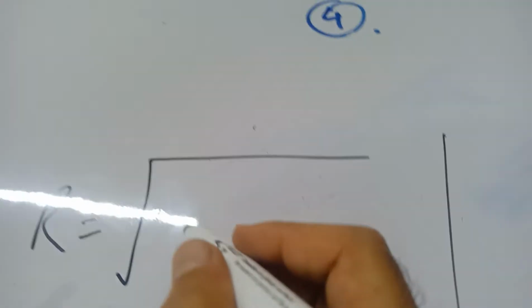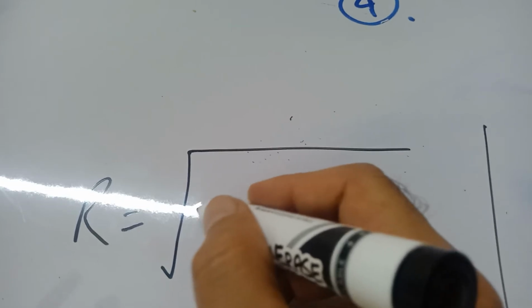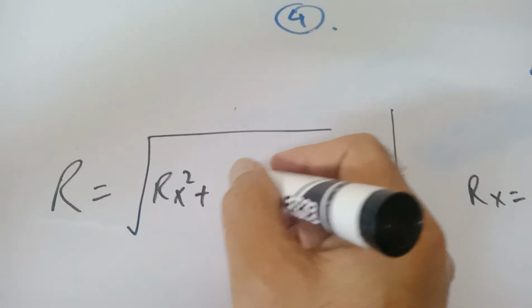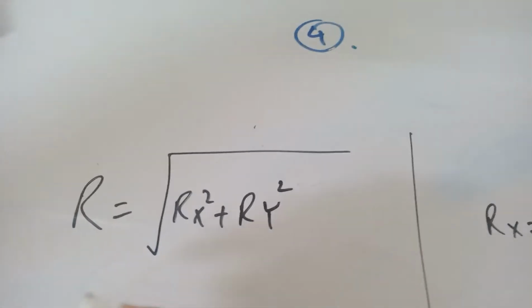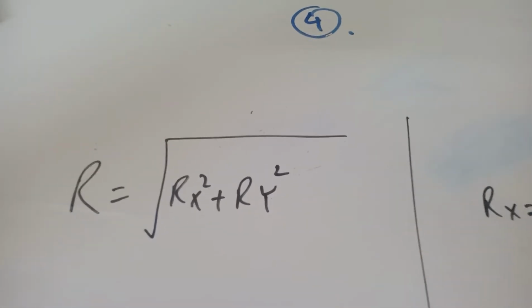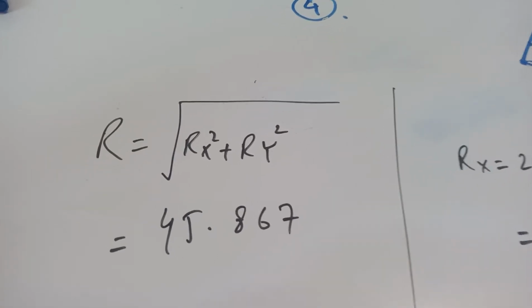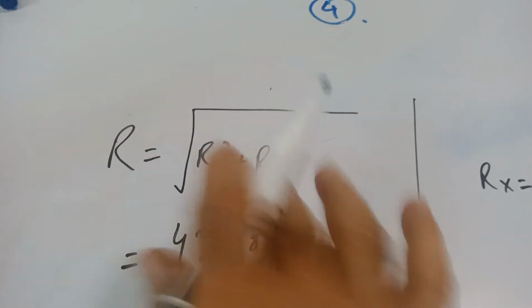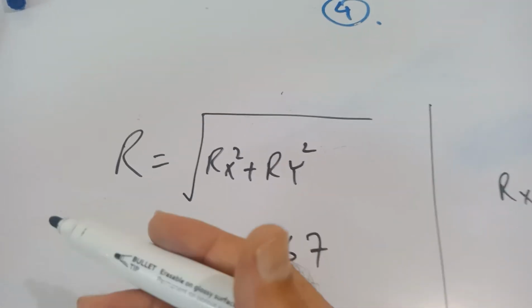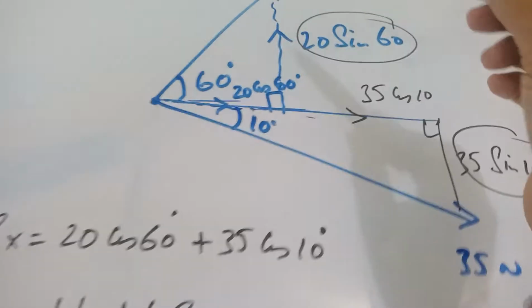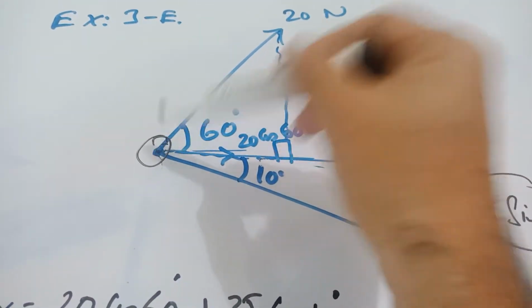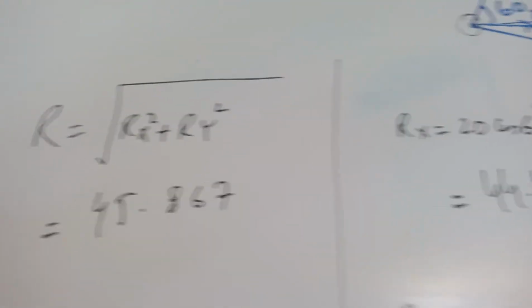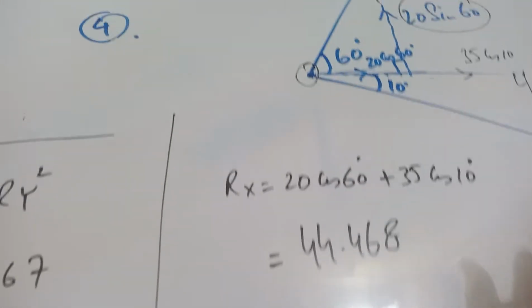This is the square root of Rx square, thank you, and then your Ry square. I have used a calculator to find this R. Now this R is not the normal contact force. This is the resultant of these two forces acting on this block over here. So now we are going to use F equal to ma to determine the acceleration of this object.